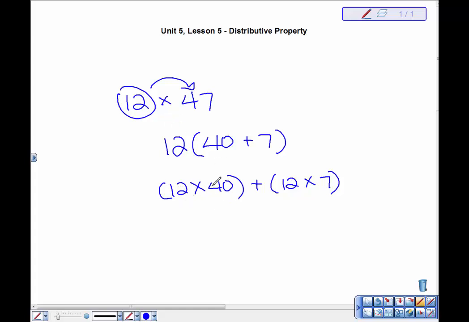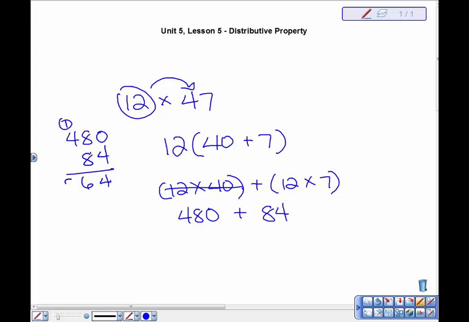12 times 40 is the same as 12 times 4, 48, with a 0 at the end, plus 12 times 7, which is 84. If I add those together, let's line them up so that we're getting the right answer. Whoops. 564. And when in doubt, go ahead and check your work. So if you're not 100% certain that you did it right, check your work. 12 times 47 equals 564. Great job, guys.